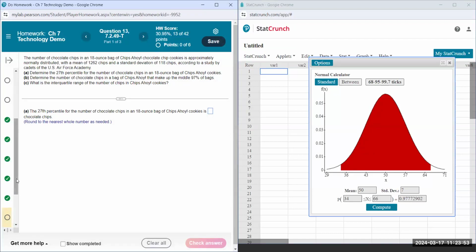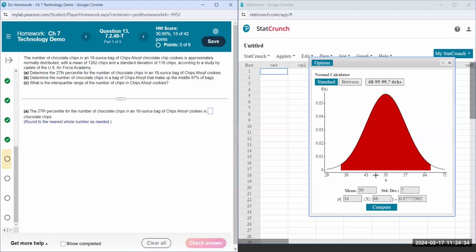A little bit more challenging. The number of chocolate chips in a bag of Chips Ahoy 18-ounce bag is approximately normally distributed. Well, it better be, because they have those quality control machines, so that when you buy a bag of Chips Ahoy, you get the same amount of chips like any other bag would have. Okay, so it has a mean of about 1,662 chips, give or take about 118 chips, according to some study. Determine the 27th percentile for the number of chocolate chips.